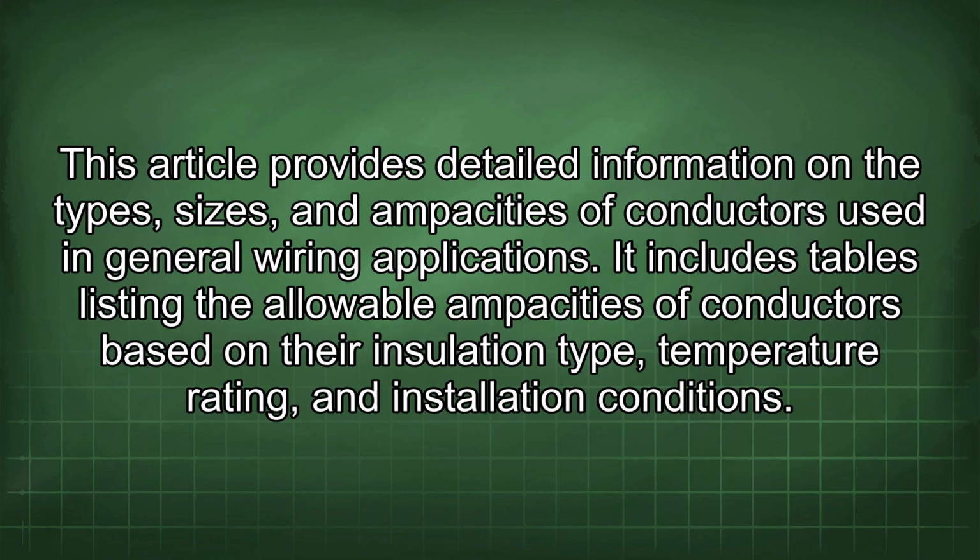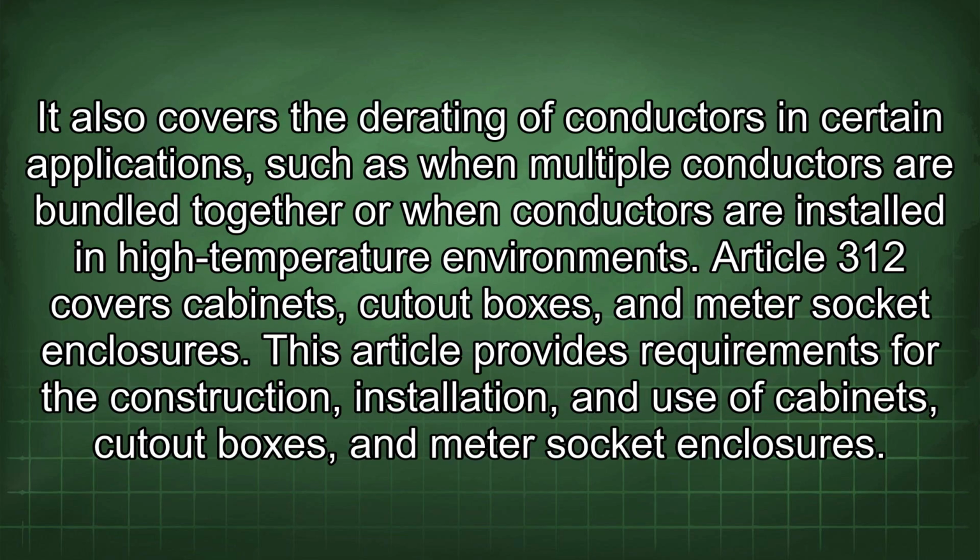This article provides detailed information on the types, sizes, and ampacities of conductors used in general wiring applications. It includes tables listing the allowable ampacities of conductors based on their insulation type, temperature rating, and installation conditions. It also covers the derating of conductors in certain applications, such as when multiple conductors are bundled together or when conductors are installed in high-temperature environments.